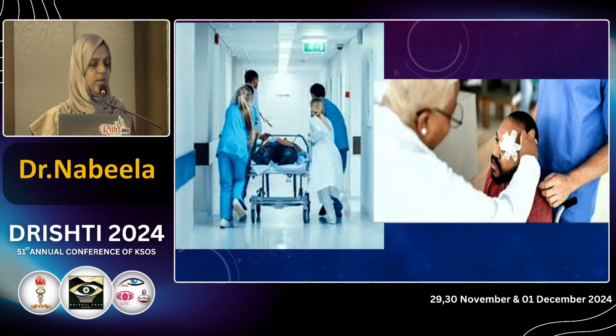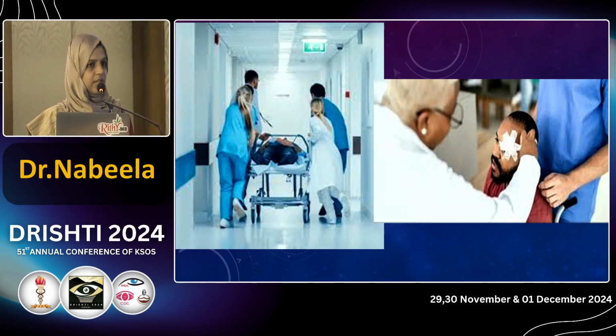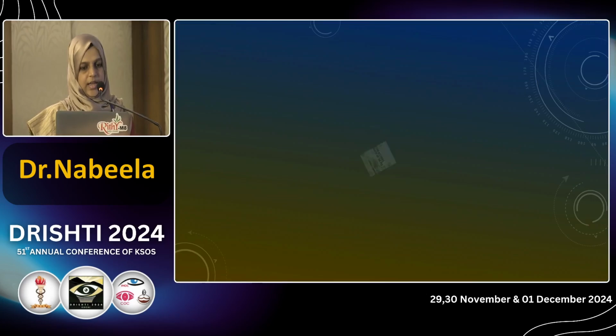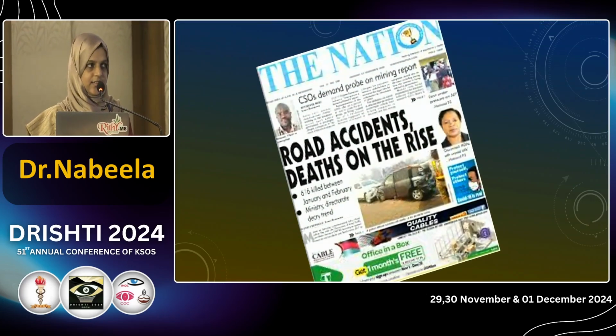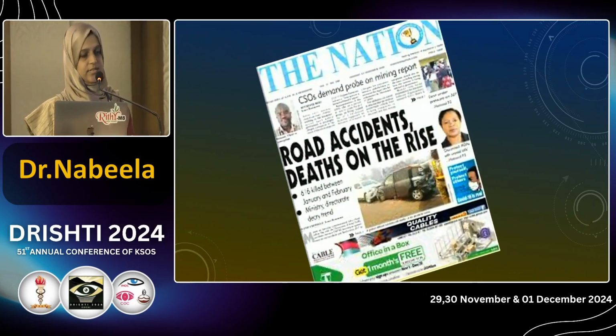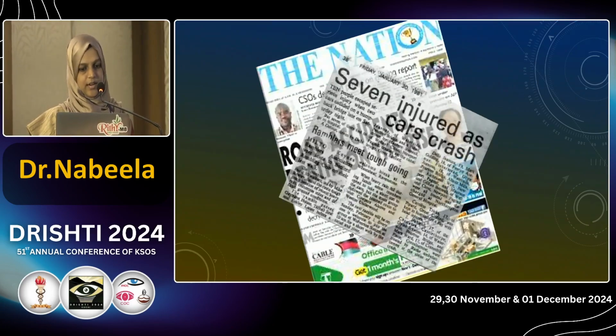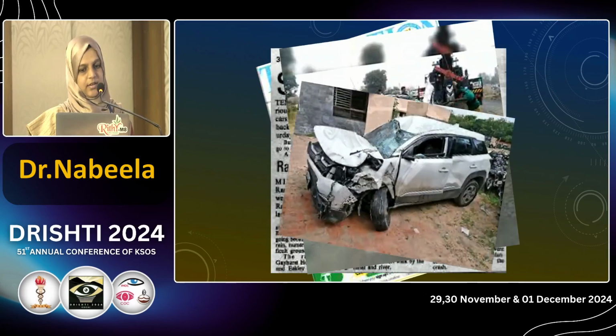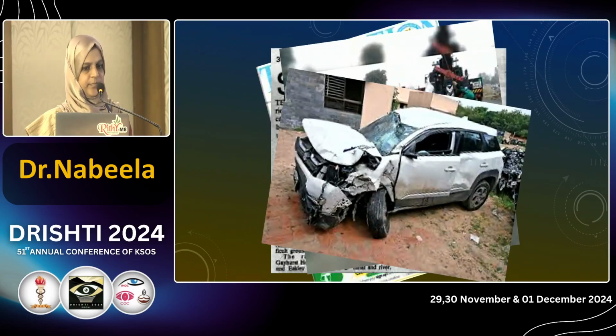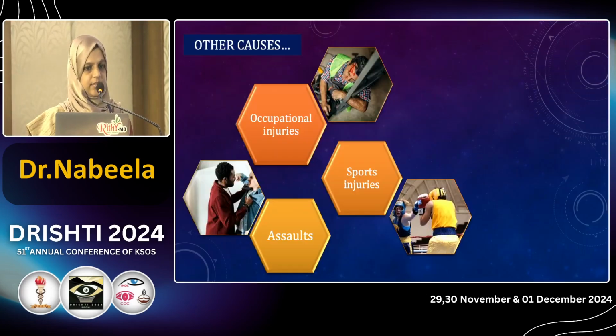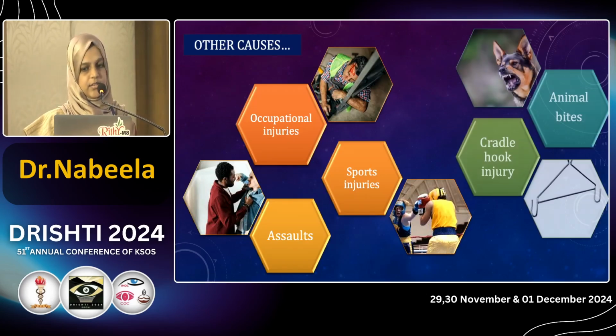As we all know, ocular trauma is one of the major etiologies for monocular visual impairment. And tragic headlines like these are very often seen on our waking up mornings, right? And sights like these are not unusual on our day to day travel. And not only road traffic accidents, we have other causes for ocular trauma such as occupational injuries, sport injuries, and assaults. And in case of children, we have animal bites and cradle hook injuries as more common causes.